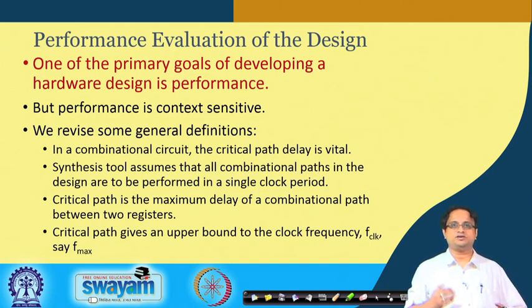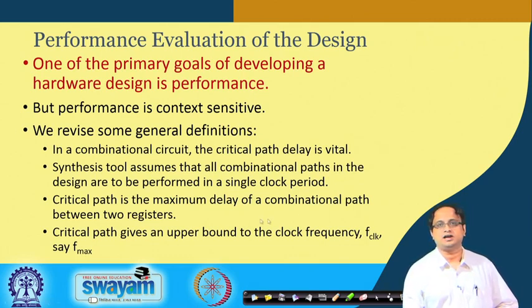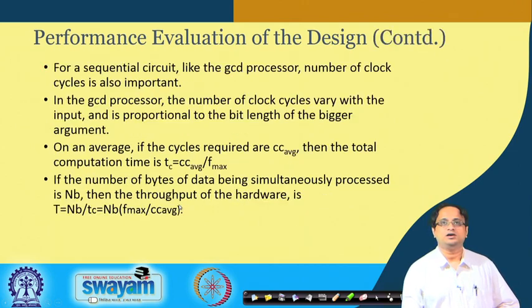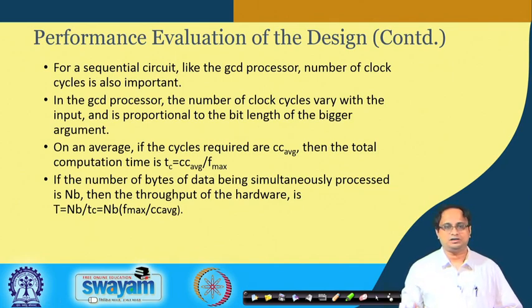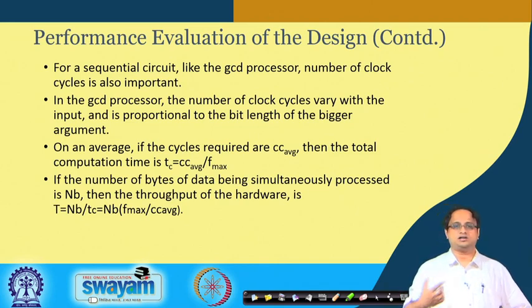Okay, and that kind of gives a bound on the maximum frequency that you can operate. For example, the maximum frequency at which the clock frequency FCLK can operate is, say, f max. Likewise, if you consider sequential circuits, then along with the critical path, the other important thing is the number of clock cycles which you need to compute.